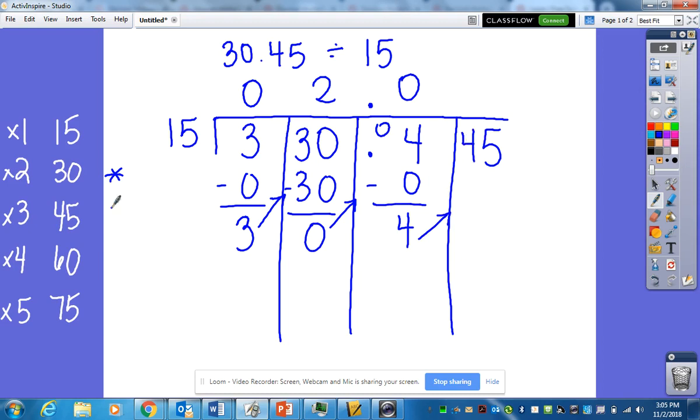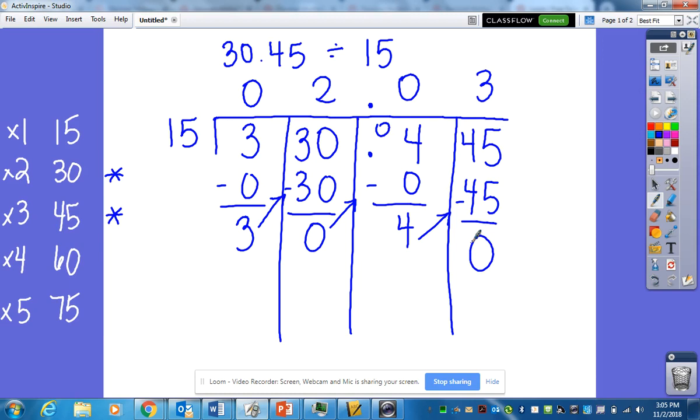Again, I'm going to use my T-chart to help with my facts. 15 fits into 45 3 times. 3 times 15 is 45 with no remainder. My quotient is 2 and 3 hundredths.